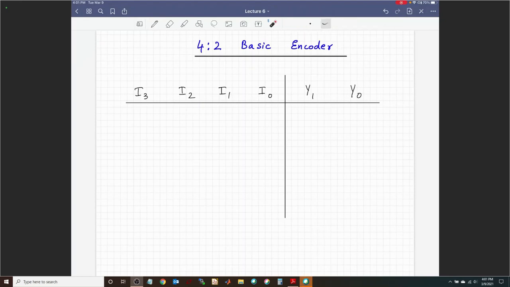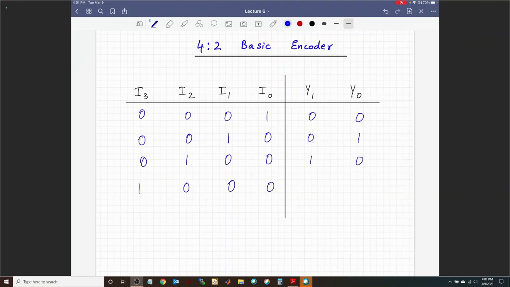For the basic encoder, the user has to guarantee that only one input is active, which means the user has to make sure that I0 is active, or I1 is active, or I2 is active, or I3 is active. Only one can be active, which means everything else has to be inactive. And how do you encode that? Well, if I0 is active, you encode that as 00. If I1 is active, you encode that as 01. I2 is active, encode that as 10. I3 is active, encode that as 11.